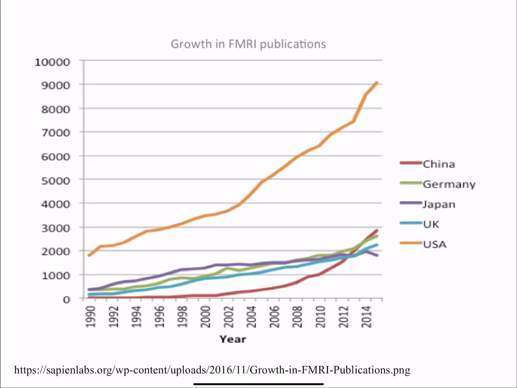So fMRI is this, I think this plot goes up to 2014 or 2016. And it's probably more publications per year, but it's a really rapidly growing area. Even back in 2016, it looked like there were 9,000 publications a year just from the US alone. And China is obviously publishing quite fast as well, and a lot of stuff from the UK, Germany, and Japan. So those are the top five places doing fMRI right now. But basically every major psychology department now probably has an fMRI scanner.